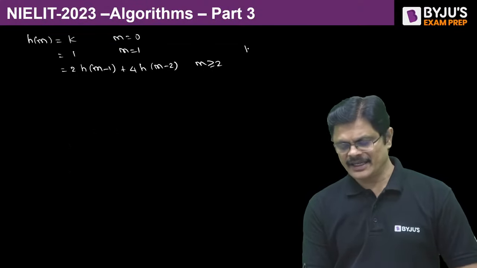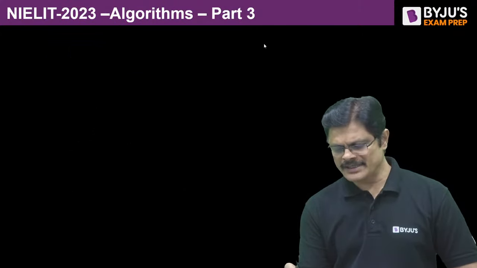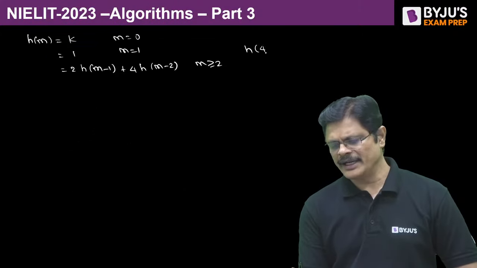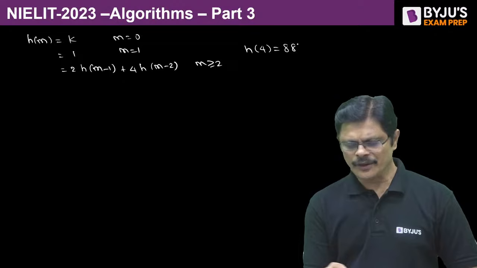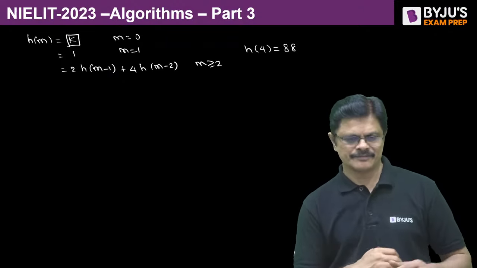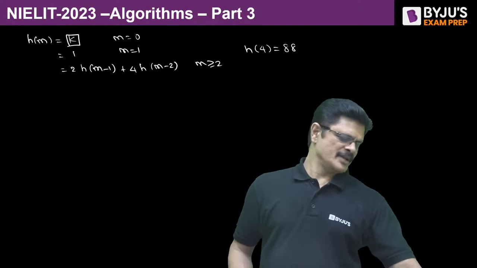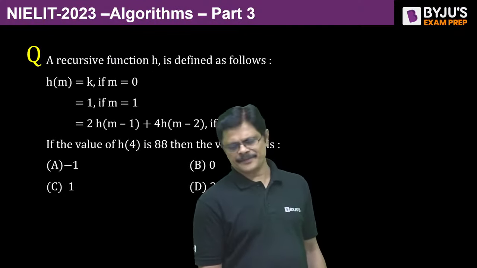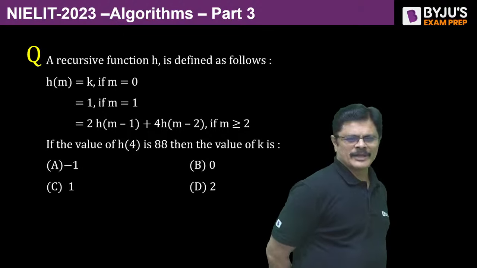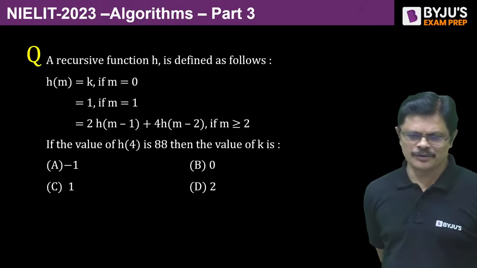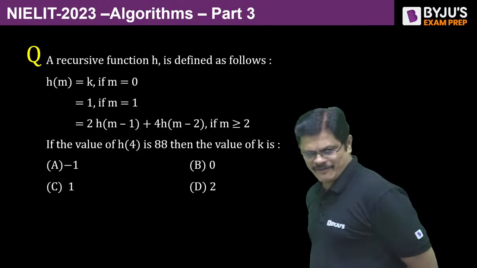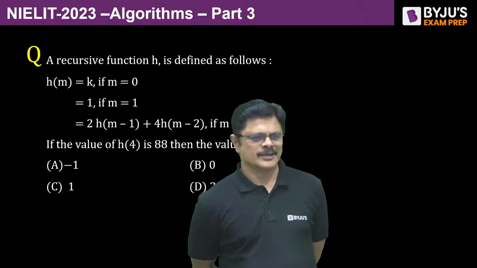See, it is given that H4 is equal to 88. Then you have to tell what is the value of k. That is the question. You can try that, sir. Of course, one method gives 2. Very good. 2. Substituted and verified. Any other method?